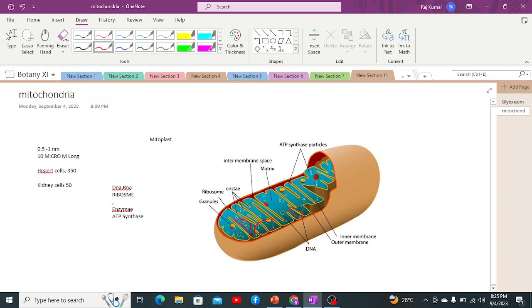These foldings are known as cristae, which contain the following elements: DNA, RNA, ribosomes, enzymes, ATP synthesis particles, F0, F1 particles, and they of course help in self-replication, as well as in the protein synthesis of the mitochondria's own organelle, sorry.